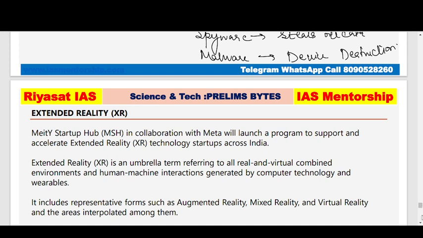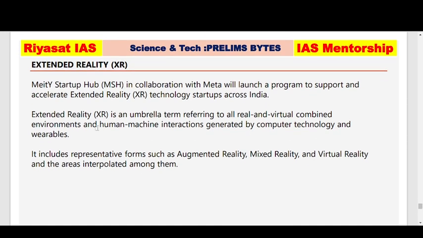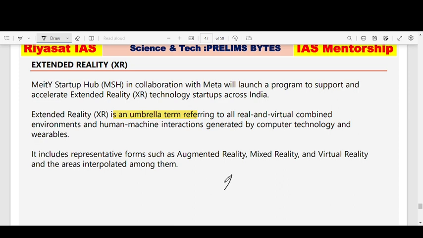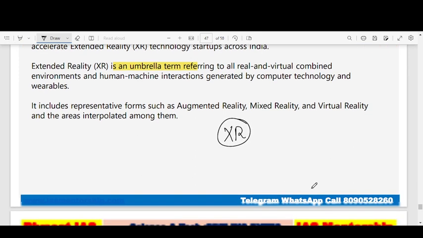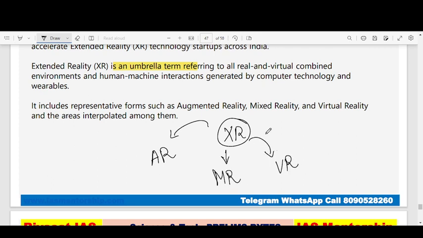Now next is your extended reality. Basically, extended reality is nothing but an umbrella term in which all types of reality come into the picture. Extended reality, XR, also includes your augmented reality, your mixed reality, and virtual reality. So basically it's an umbrella term. Clear? And as all these technologies are growing, you should understand what is XR. Nothing new, it is already an umbrella term you need to understand. Okay, this is your extended reality.